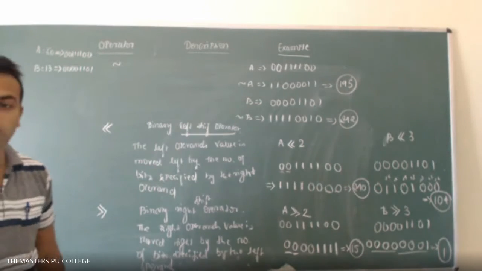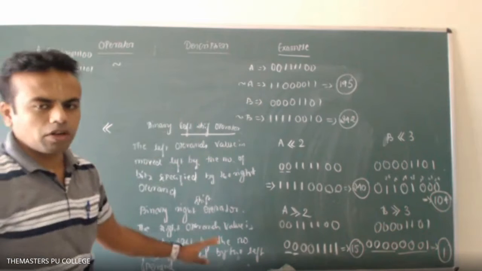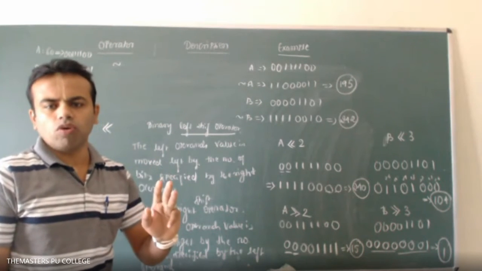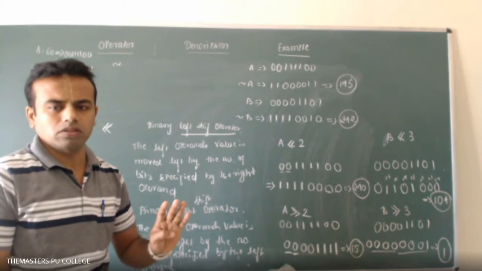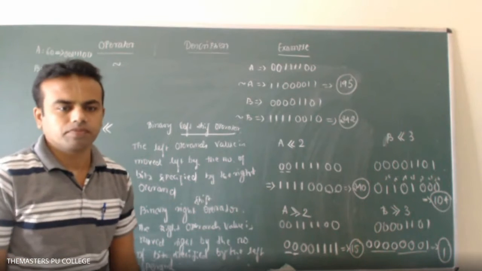Okay, this is all about the left shift and right shift operators. So we are done with the bitwise operations AND, OR, exclusive OR, then complement, and then left shift and also right shift.